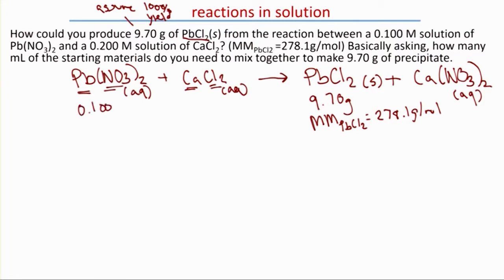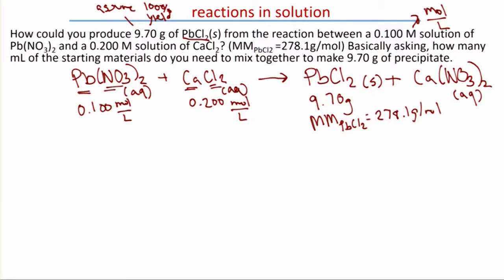So this is 0.100 molar. Now when you see molar, and you're going to be doing calculations with it, you want to think that means moles per liter. So instead of writing 0.100 molar, I'm writing 0.100 moles per liter. Same thing with the calcium chloride. It says it's 0.2 molar, so I'm going to write 0.200 moles per liter. All right, I think we have identified our starting numbers, okay?